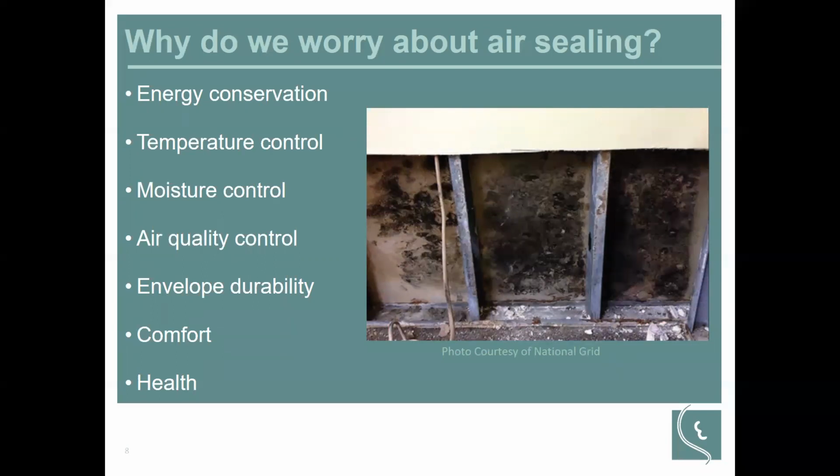Moisture control is a very important issue, because when air moves through the building assembly, it carries moisture with it. And if the humidity inside our walls gets high enough, we can grow mold. We don't even need to have condensation occurring. We can just have humidity high enough, and if the spores have enough moisture, we get mold problems.